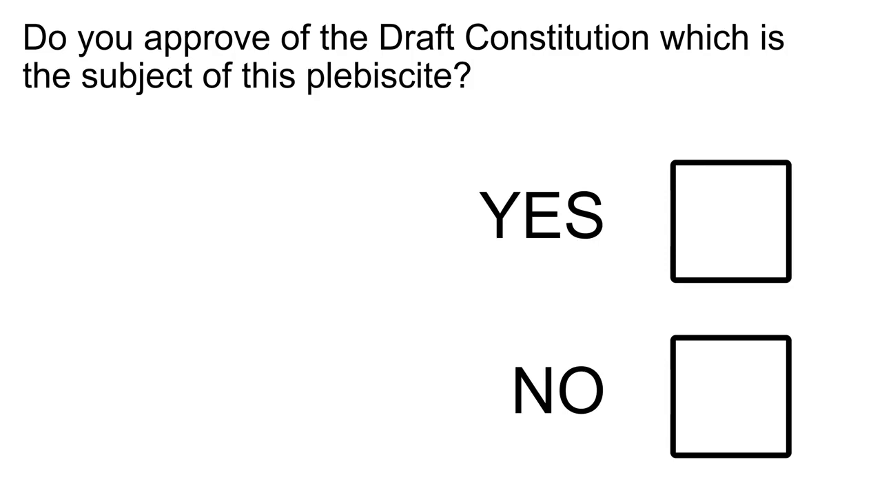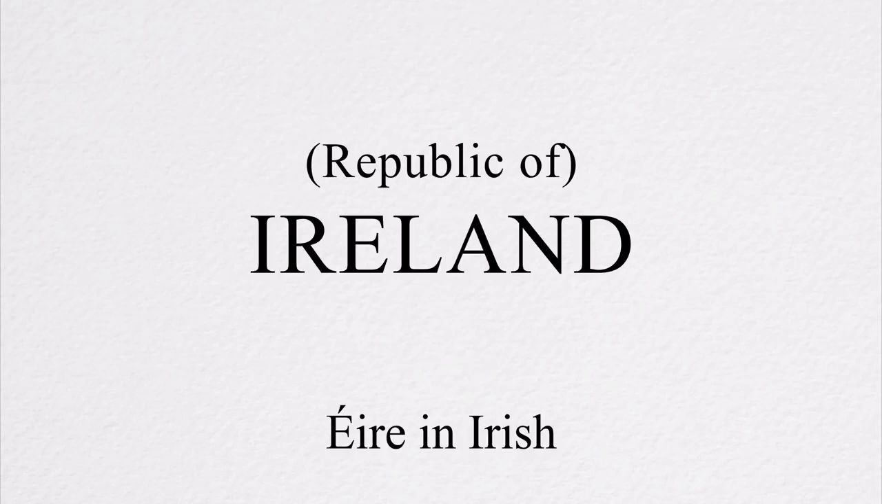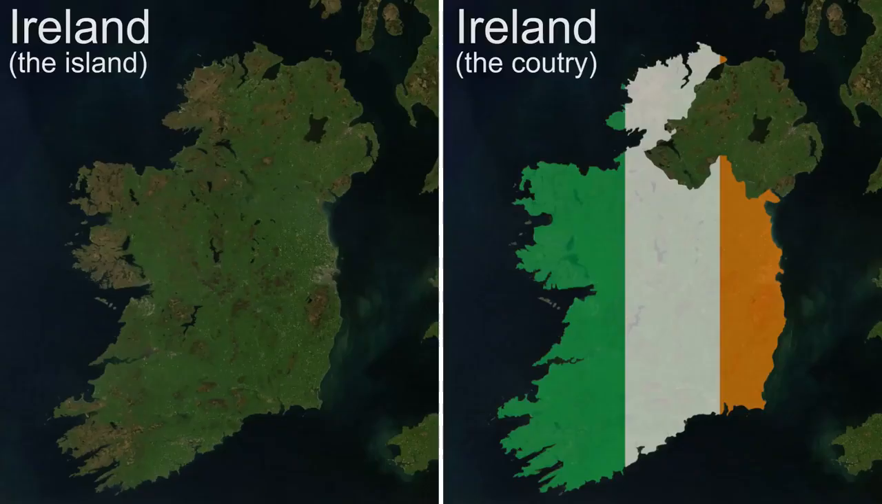In 1937, a referendum was held for a new constitution to remove all British ties from Ireland. 56% of people voted in favour, and Ireland adopted a new constitution, becoming a fully independent country. The country changed its name to Ireland. Just Ireland. The country is often referred to as the Republic of Ireland to differentiate itself from the island of Ireland, but its official name is simply Ireland.